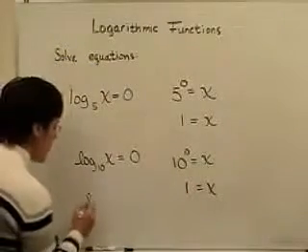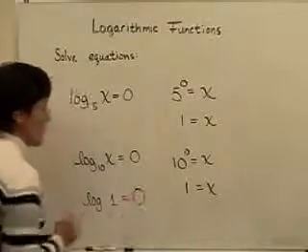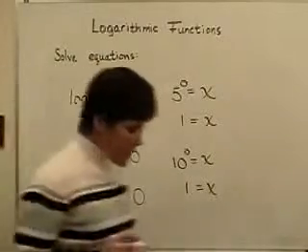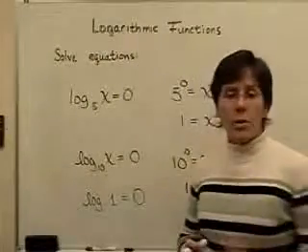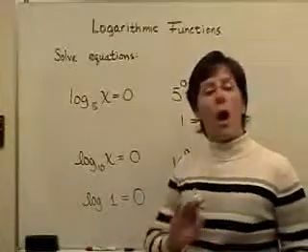So it appears as though I'm discovering one of the properties of logarithms, and that is that the log of 1 is always equal to 0. There are 6 properties of logarithms. This is one of them. The log of 1 is equal to 0, always.